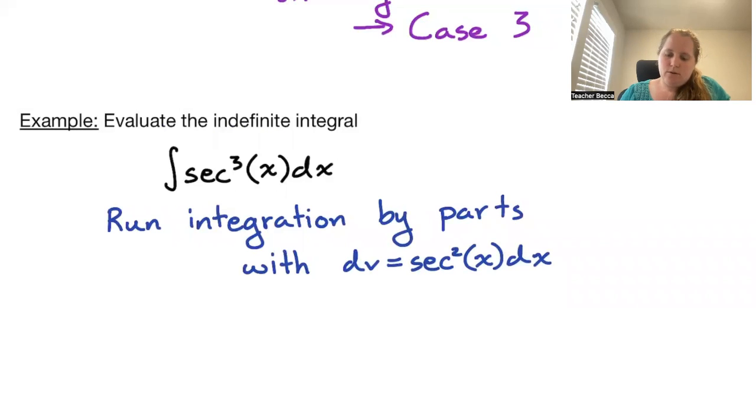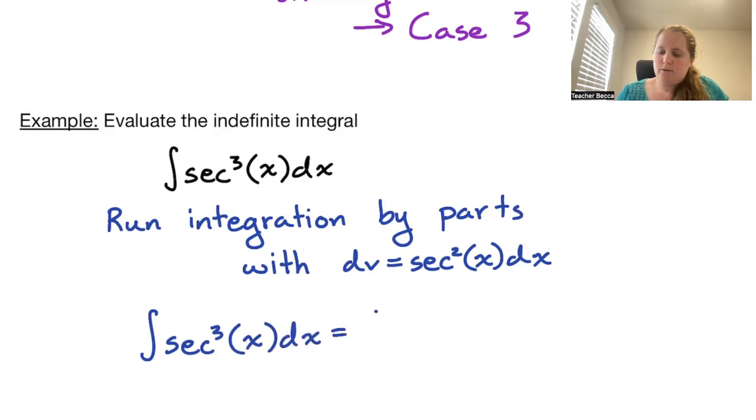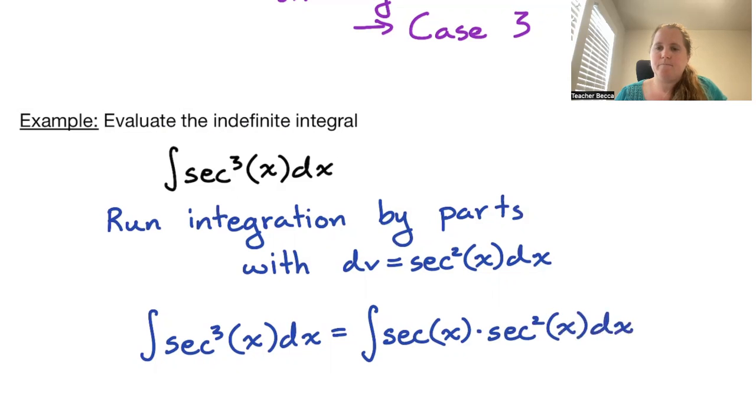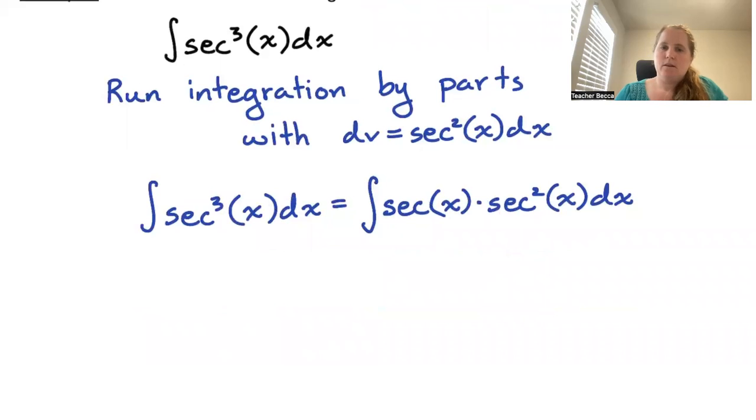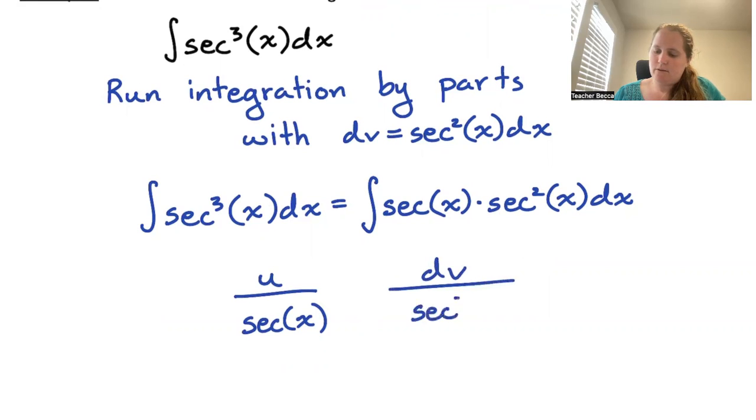So the integral of secant cubed x dx is equal to the integral of secant of x times secant squared of x dx. So if we do our integration by parts, we have our u is secant of x, and our dv is secant squared of x.